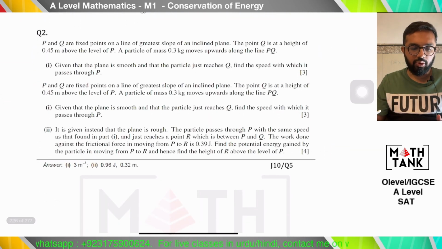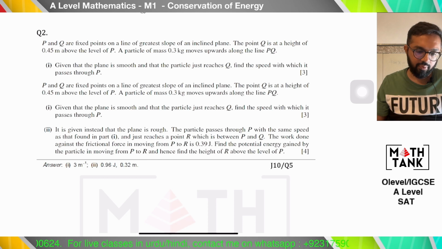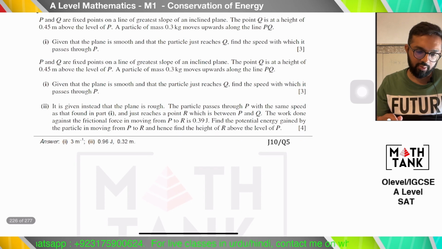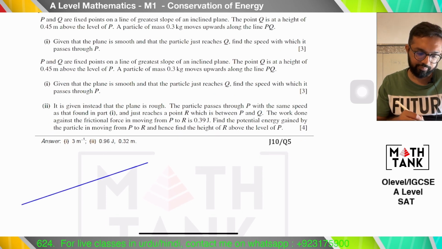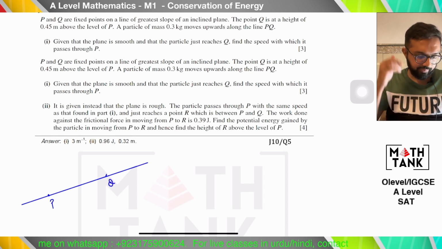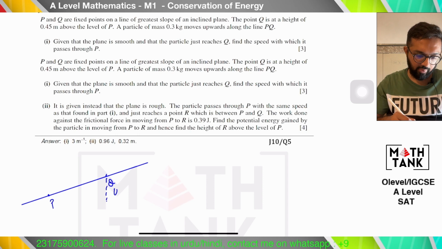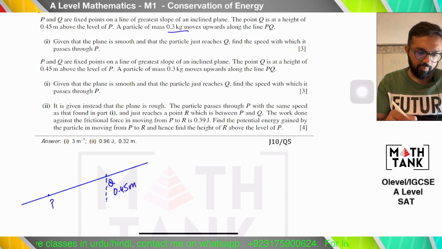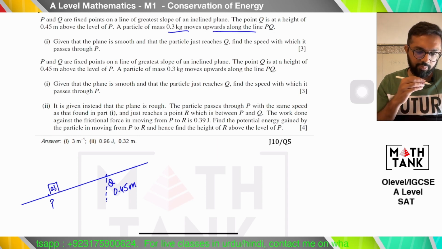Okay. Question number 2. P and Q are fixed points on a line of greatest slope of an inclined plane. The point Q is at a height of 4.45 meters above the level of P. A particle of mass 0.3 kgs moves upwards along the line PQ. Okay, let's draw this first.